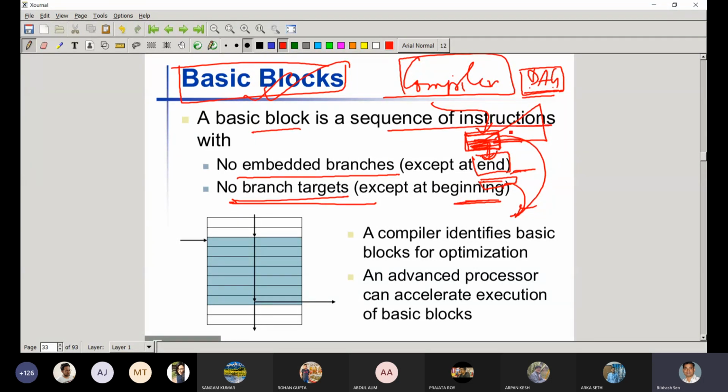So a basic block is a sequence of instructions, with no jumps in between. Once it starts, it will execute, then it will finish. In between, no jumping from other code is allowed. The compiler identifies basic blocks for optimization. That is a very important part of compiler optimization.